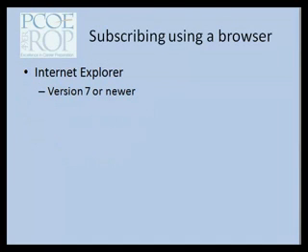Let's look first at subscribing to feeds using Internet Explorer. To subscribe using Internet Explorer, you must have version 7 or later. The current version of Internet Explorer is version 8. If you are still running a version older than 8, you should update it. Staying on top of updates, particularly for your browser and operating system, is critical to your computer's security.